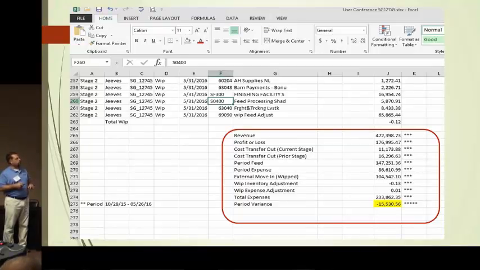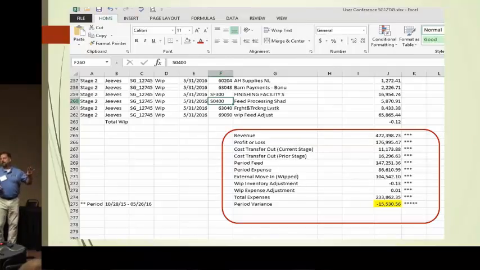Just a real quick recap. It shows revenue of $472,000. That's all based on deposits that you posted to the group of animals through your accounting entries. The profit and loss is a calculation by FBS. Then we had 11,000 of animals that transferred out, and 16,000 for that same transfer for costs in the prior stage. Those are computed by FBS also. Then period feed of 147,000. That would be your total feed invoices or feeding transactions posted in Smart Feeder for that period of time.